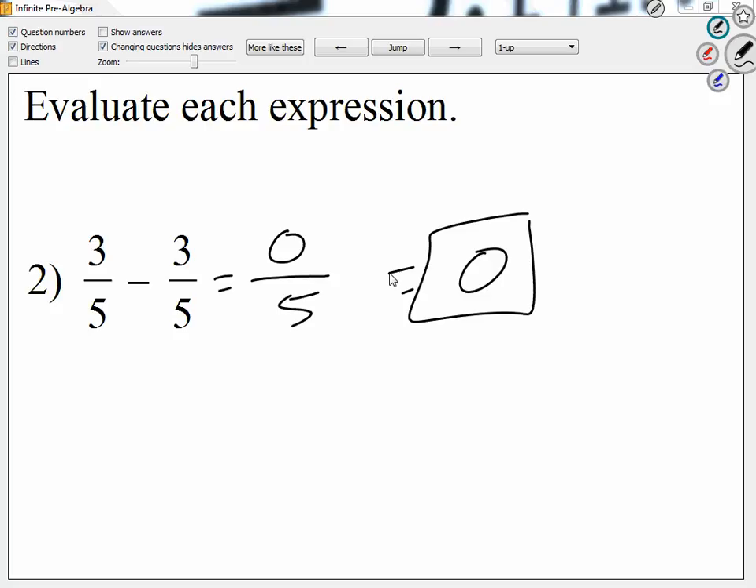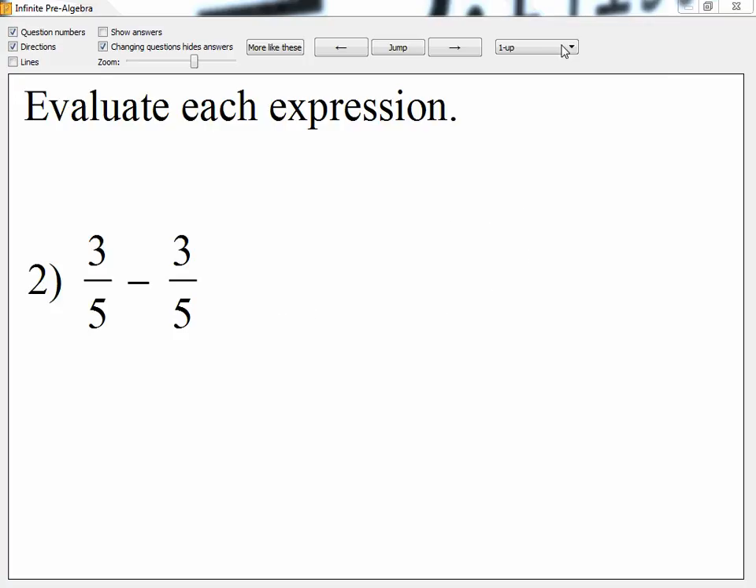If I was to go 5 minus 5 at the bottom, it will give me a 0 at the bottom, which will be a problem. So the number at the bottom, just copy it.